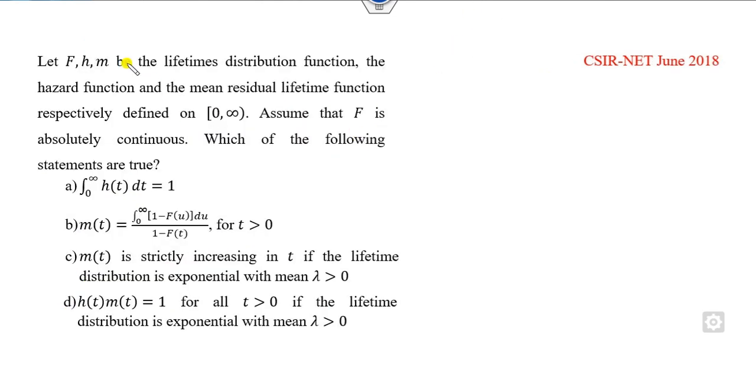Okay, look at this one. F is my lifetime distribution function, that is a CDF. H is my hazard function, that is my f over R. M is my mean residual life function. F is my absolute here.